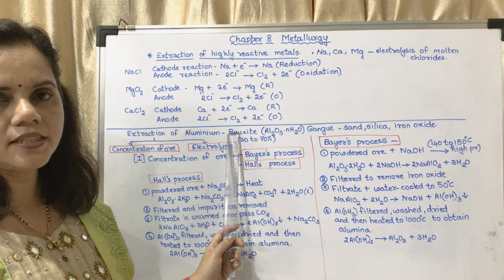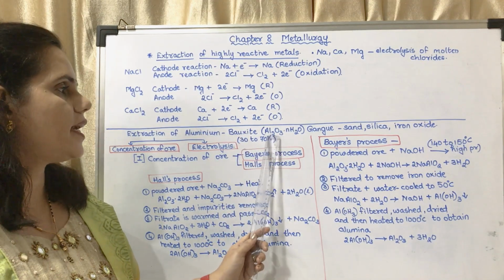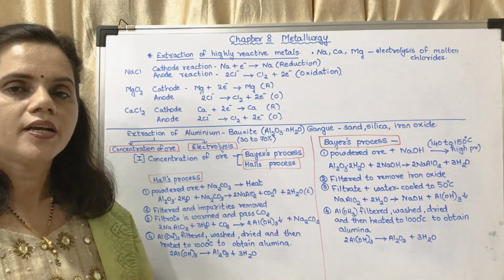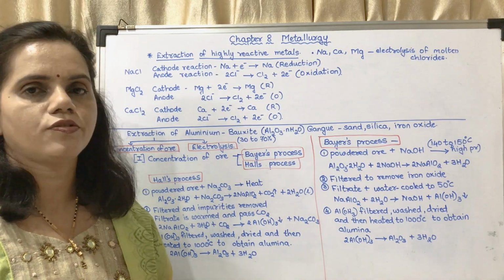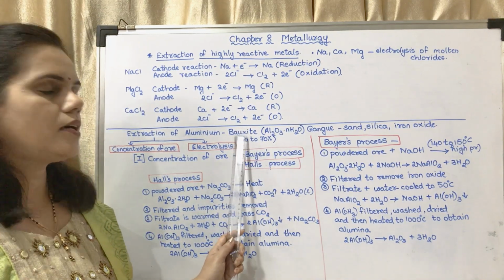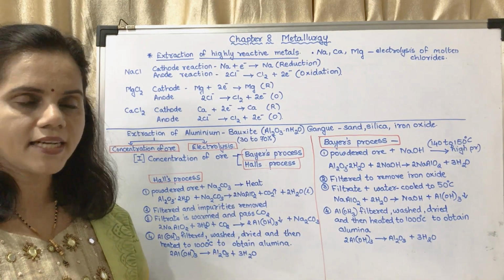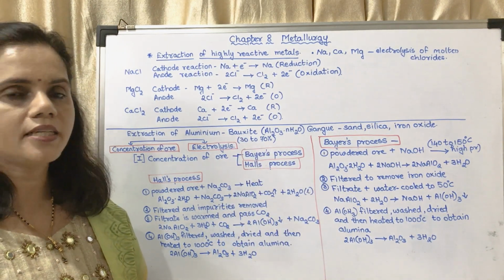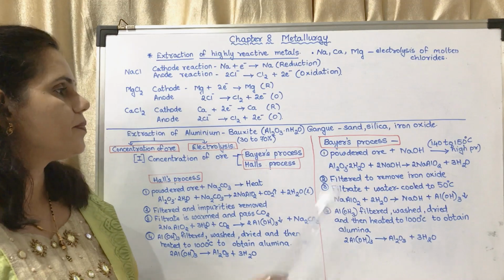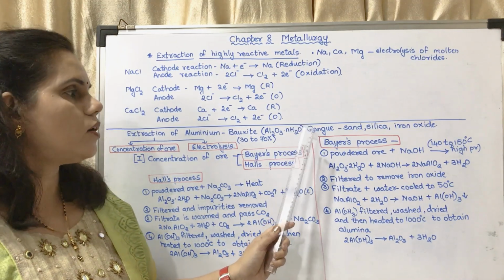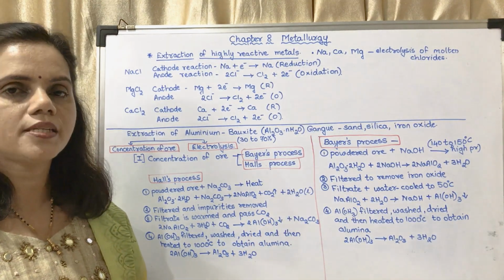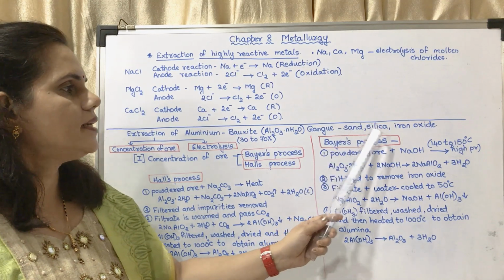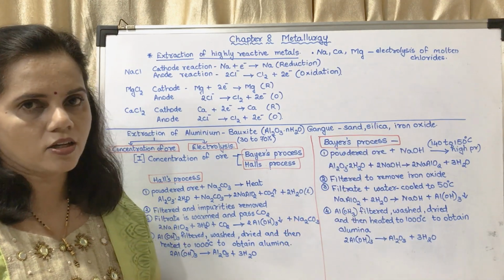It is bauxite. The molecular formula is Al2O3.nH2O. This is a frequently asked fill in the blank question: the molecular formula of bauxite. Now this ore contains 30 to 70% of Al2O3. In the ore there are also gangue particles, that means the impurities: sand, silica and iron oxide.